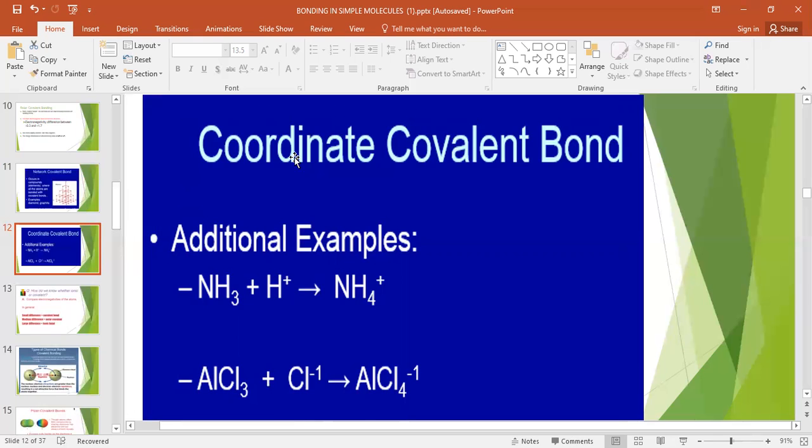So whenever you see within a structure, or you are asked to define, a dative bond or coordinate covalent bond, how will you define it? When they share a pair of electrons with another element, we call it a dative bond, or a coordinate bond. So you can write here now, collectively, NH4 positive. That's what is written there, NH4 positive.